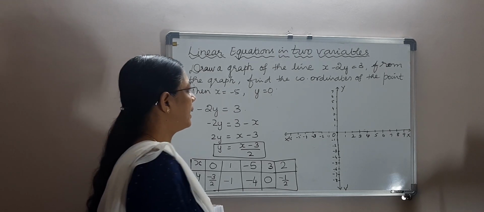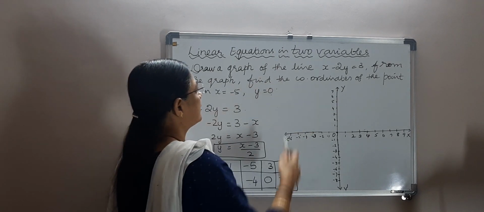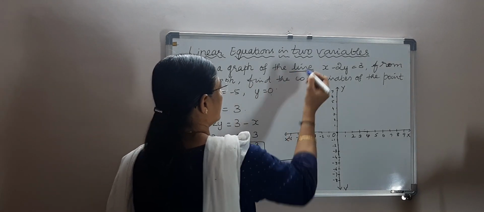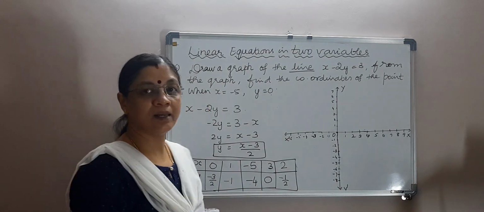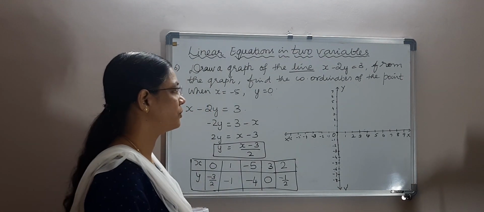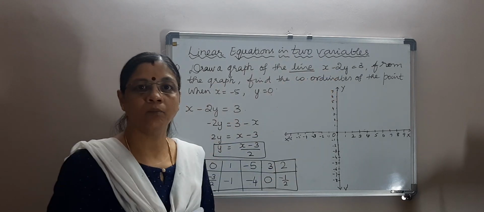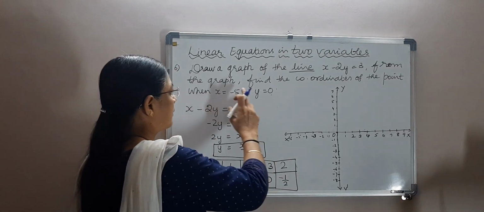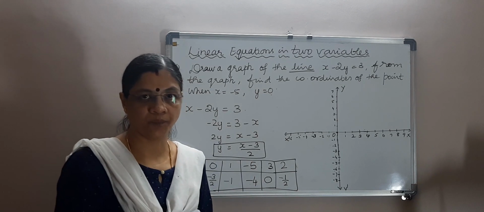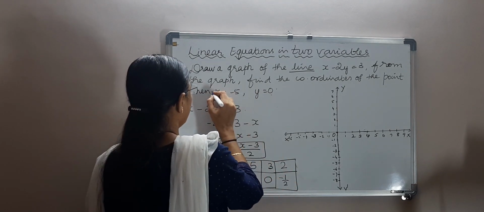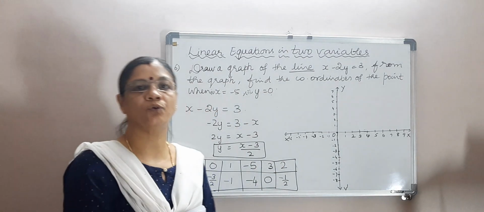Draw a graph of the line x minus 2y is equal to 3. See, actually they have stated that it's a line, so we'll be able to see it forms a line. The linear equation x minus 2y is equal to 3 forms a line from the graph, and after plotting points to form a line from the graph, find the coordinates of the point x is equal to minus 5 and y is equal to 0. So first we need to find for x is equal to minus 5 and then we need to find for y is equal to 0.